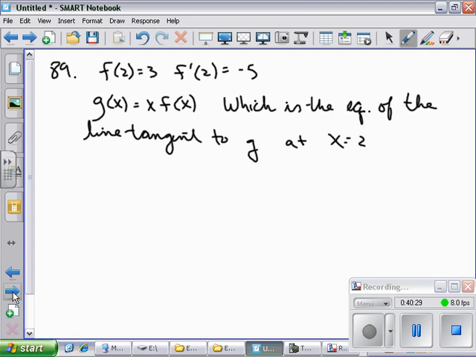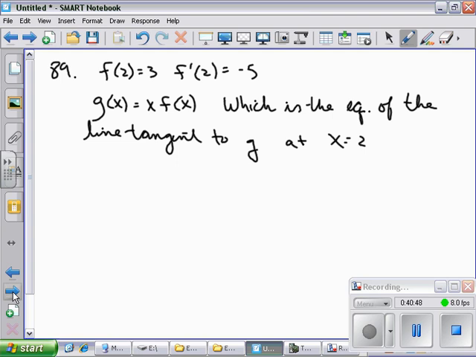89. They give us the value, they give us the y coordinate at a particular x value. They give us the derivative there. Oh, they don't want us to write the equation of the tangent to f. They want us to write it to g. So we got a little more work to do. But g equals x times f of x.